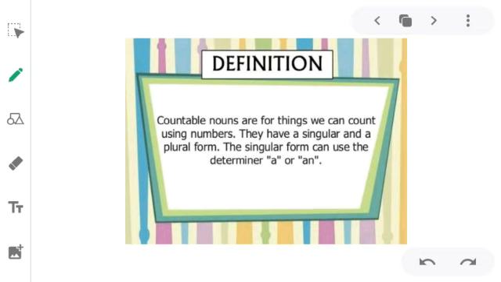Now we have a definition over here of countable nouns. Countable nouns are for things we can count using numbers. They have a singular and a plural form. A singular form can use a and an. So if we can use 1, 2, 3 with any noun, that means it is a countable noun. And if we can use a and an with the singular form of a noun, for example a banana, an apple, that means it is a countable noun.